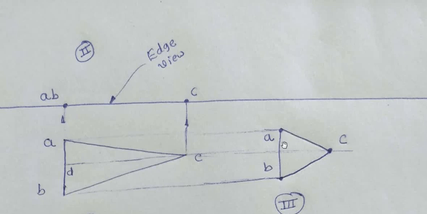Now from B and A, if you draw the projector, we will get the location of A and B in the HRP. Now we are considering front view, and we know that AB will be in HRP because base AB is given to be existing in HRP.